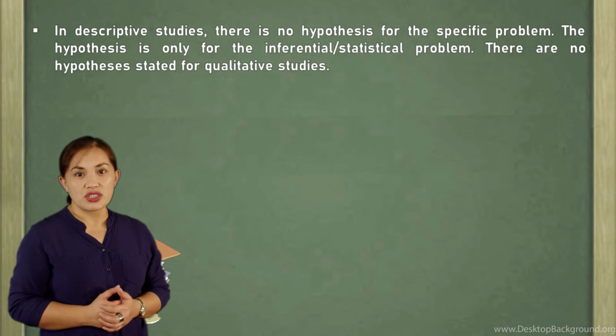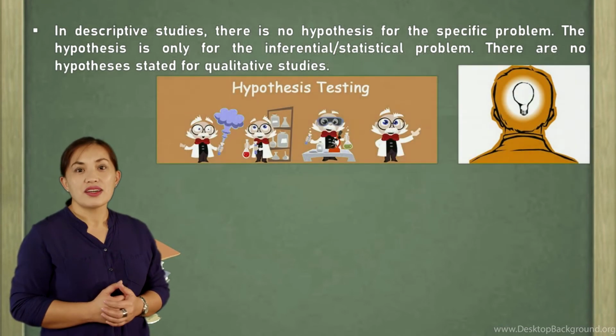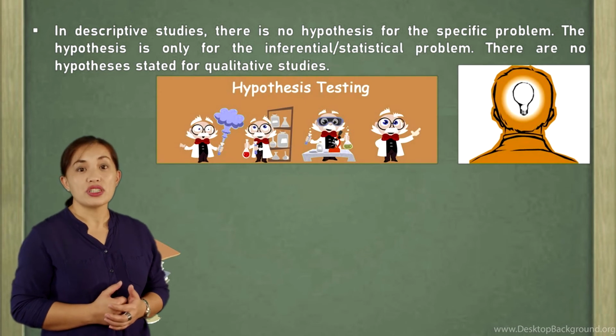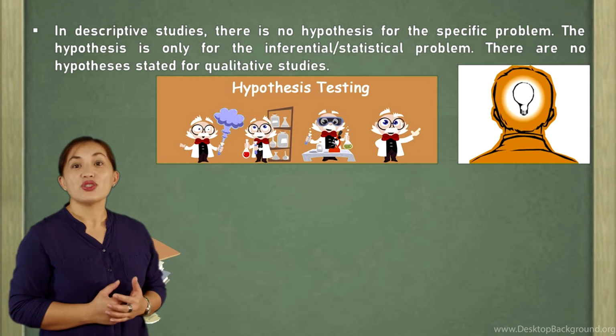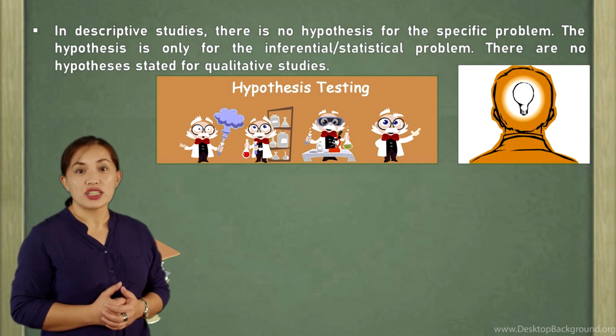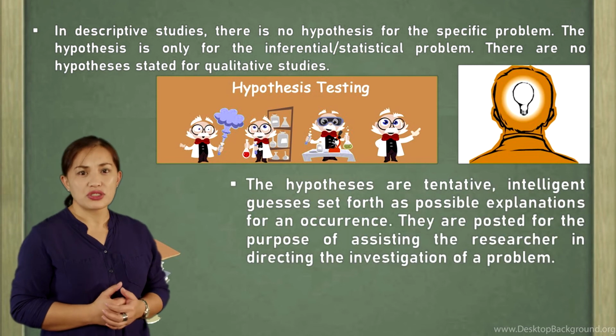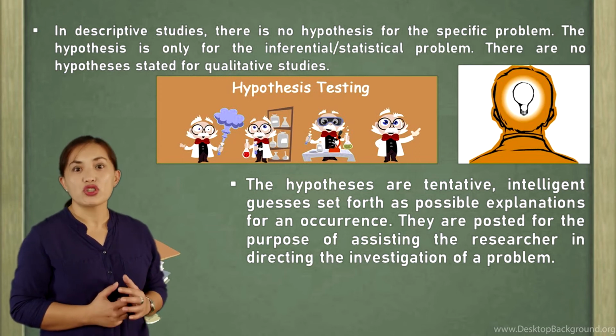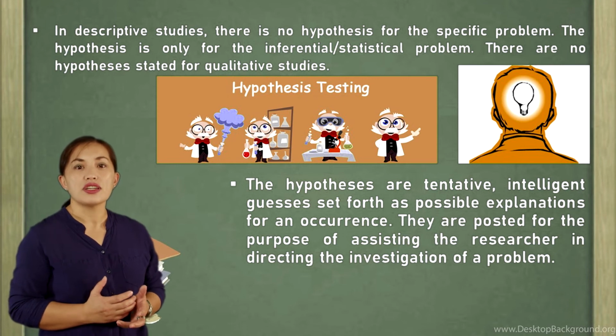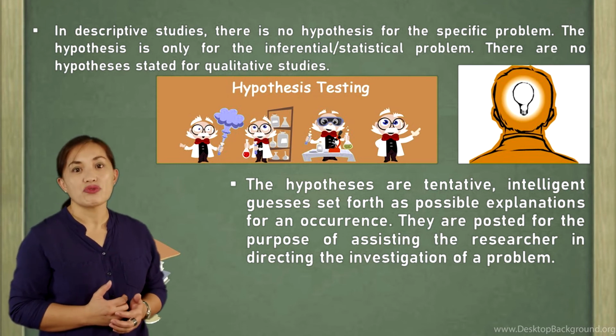In descriptive studies, there is no hypothesis for the specific problem. The hypothesis is only for the inferential or statistical problem. There are no hypotheses stated for qualitative studies. The hypotheses are tentative, intelligent guesses set forth as possible explanations for an occurrence. They are posted for the purpose of assisting the researcher in directing the investigation of a problem.